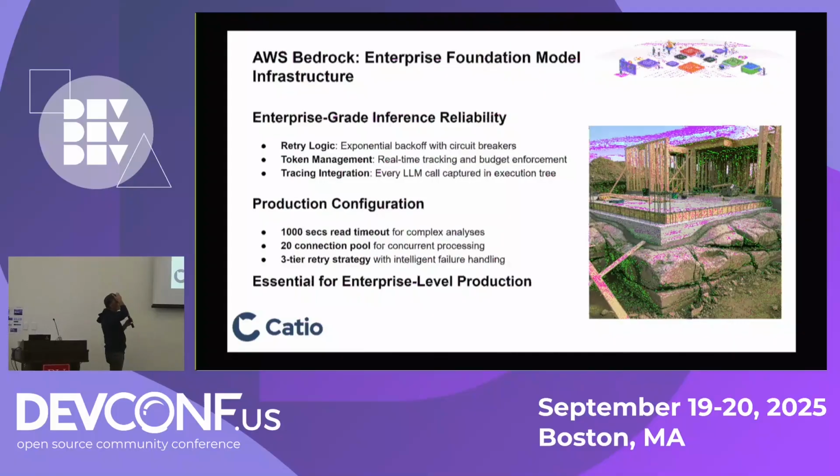Just some production configurations that we used that worked really, really well for us. We have 1,000-second timeouts for these complex analyses, so they'll time out and then they'll retry. We have connection pools and a 3-tier retry strategy. This is from a lot of trial and error, and that kind of configuration has been working really, really well for us.